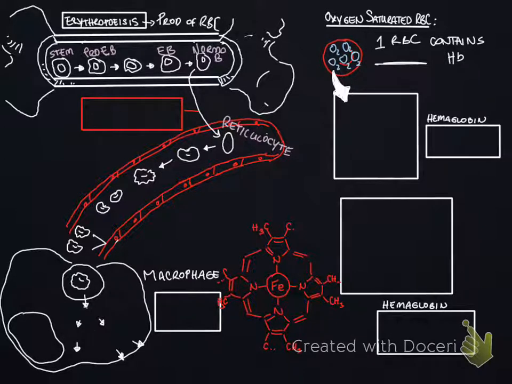And here's where it loses its nucleus. Okay, so when it's still in the bone marrow, it has a nucleus. Once it is in the blood, it loses its nucleus. Okay, if it had a nucleus, it would want to hold on to oxygen, and that would not be good as a red blood cell. So now here is our actual erythrocyte, or red blood cell.